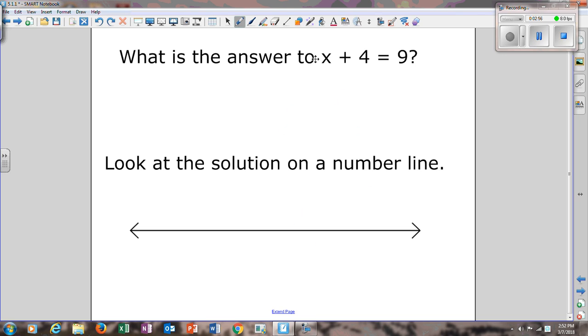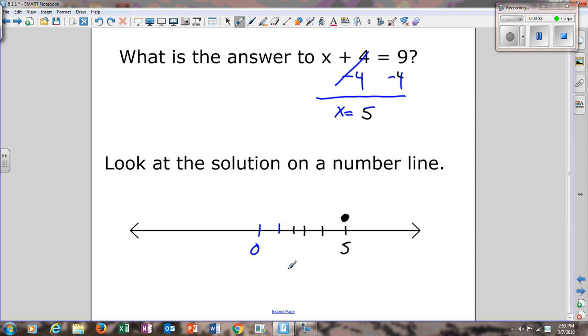So if we look back, and this is some of the first stuff that we did with equations, what is the answer to x plus 4 equals 9? Well, the easiest way to solve this is to subtract 4 from both sides. Your 4's cancel out. You get x equals 5. Then if we look at the solution on a number line, if 0 is here, then we said that x is equal to 5. And so your solution on the number line would be a point at 5.